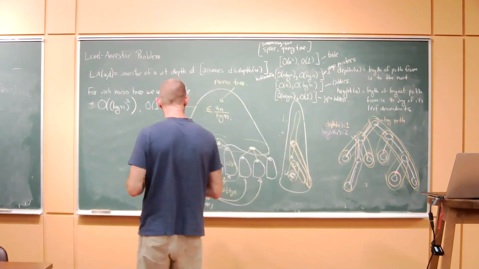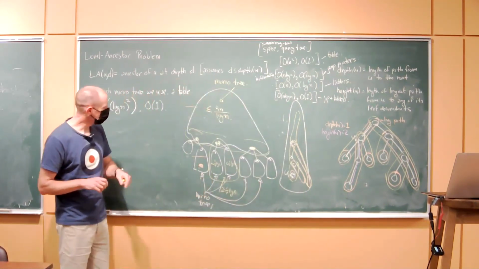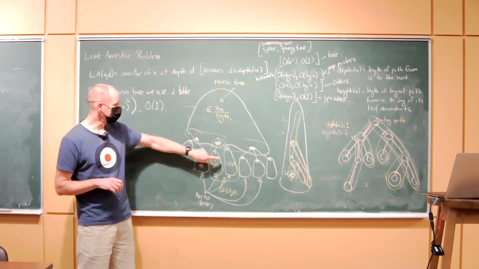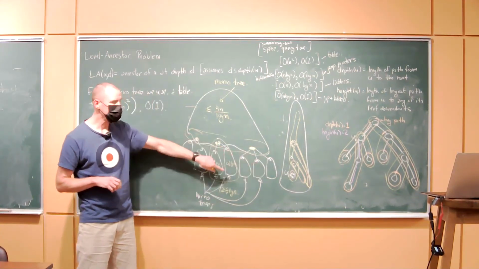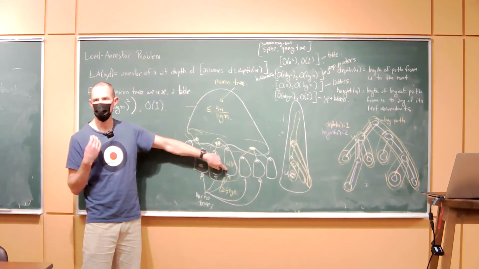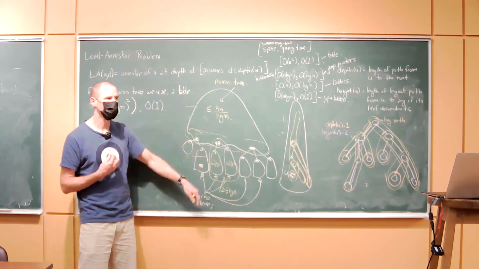What we're going to do is now count the number of different kinds of subtrees we can have down here. Remember, these things are tiny. They're only of size 1/4 log n.